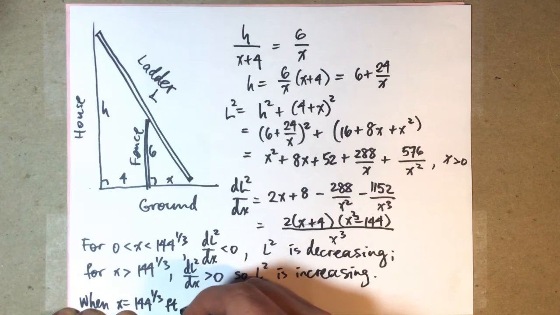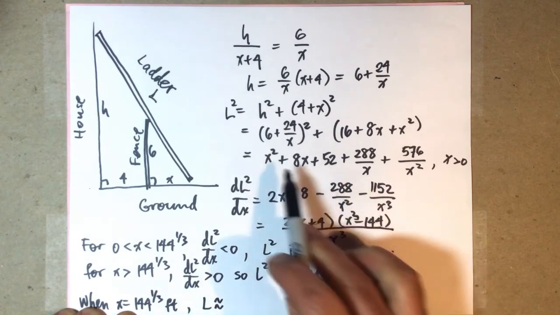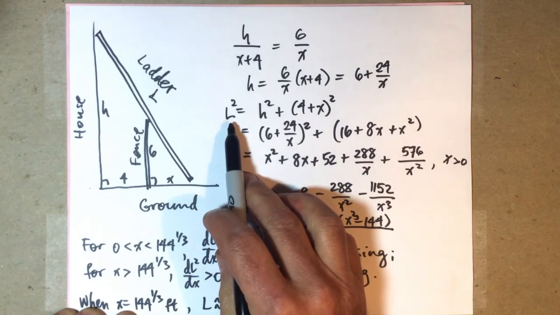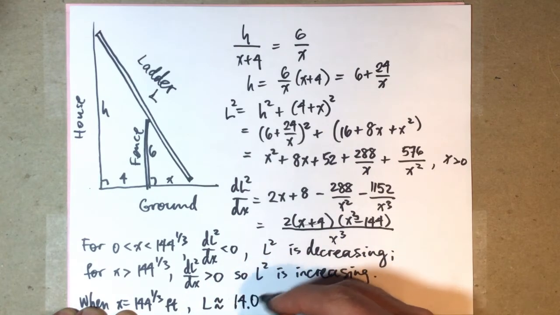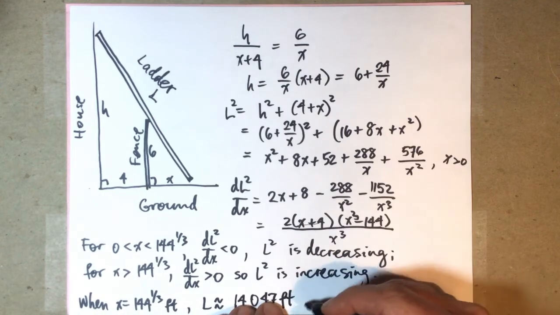That's feet, of course. Now I'm going to plug in this value into here, and then I find L by taking the square root at the very end. And I get something about 14.047 feet. And that's the minimum possible ladder.